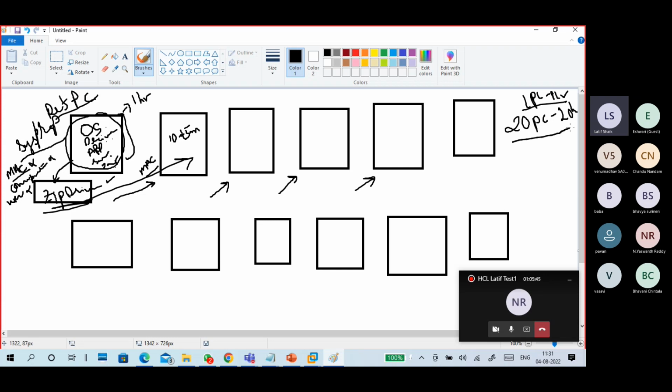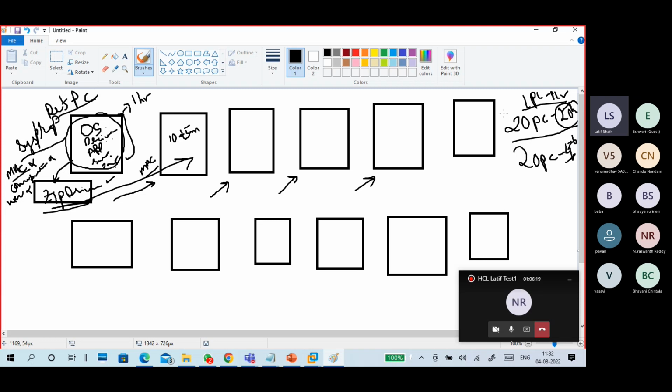So 20 pieces, 20 hours. Now the 20 pieces can be completed in 4 to 6 hours. There is a possibility because 1 by 4th or 1 by 5th of the total time is reduced. So 1 by 4 means it's around 5 hours out of 24 hours. So it is around 4 to 6 hours. I have given 4 to 6 hours.